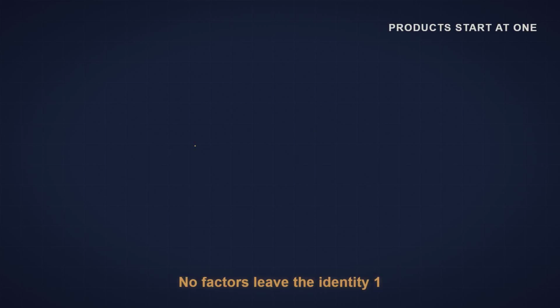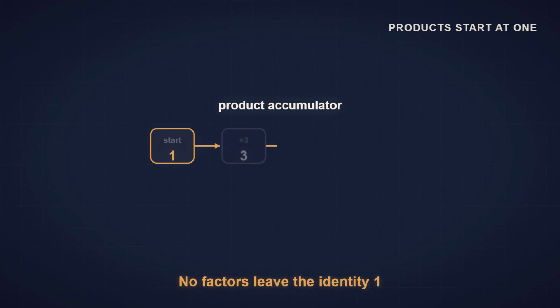Suppose a running product begins at 1. Multiply by 3 and it becomes 3. Multiply by 4 and it becomes 12. Multiply by 5 and it becomes 60. Before the first factor arrives, what value should the product have?